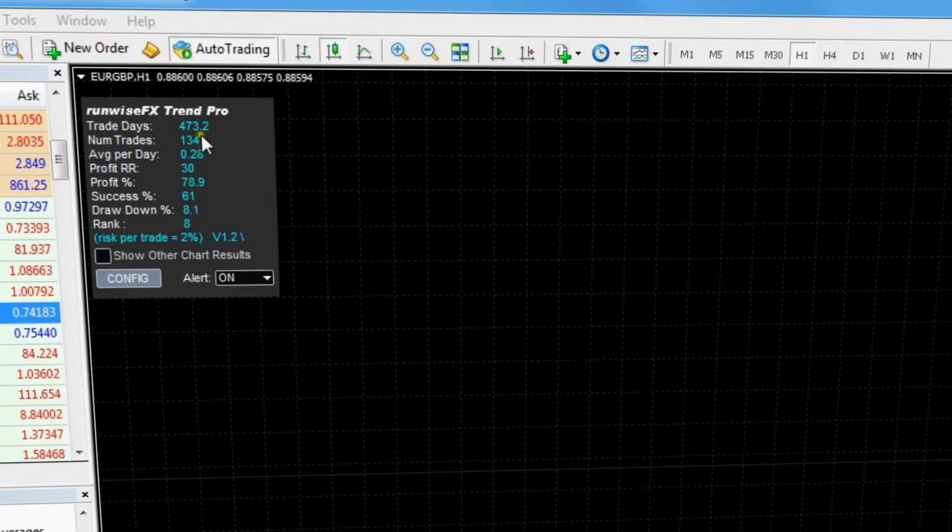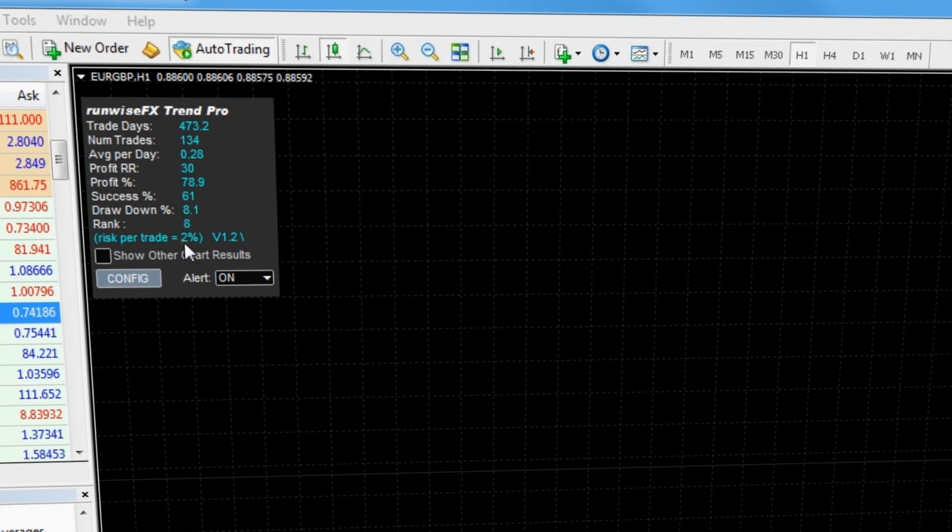Okay, so let's have a look at the statistics panel. So this is all generated without having to use the strategy tester. It's all very quick. So we've got the number of trade days, the number of trades that happened, average per day. We then have the profit and we measure that in risk reward ratio, and the reason is we've seen a few indicators that say success percentage, but it all depends what the actual risk reward ratio is, because you could have something with a high success rate, 75% let's say, but if the risk reward is really low then that may not be profitable.